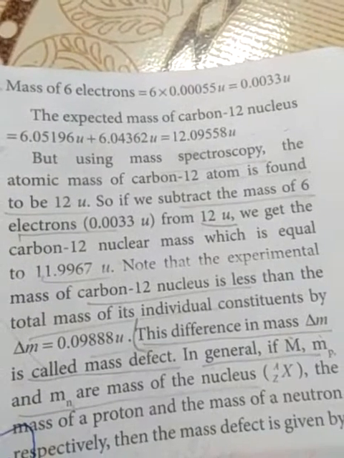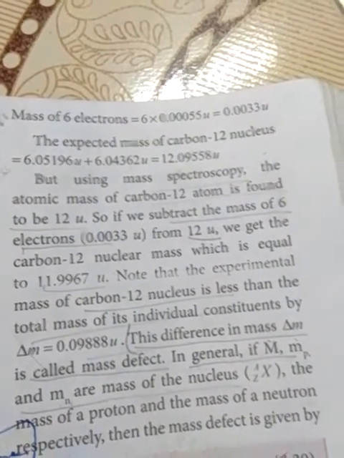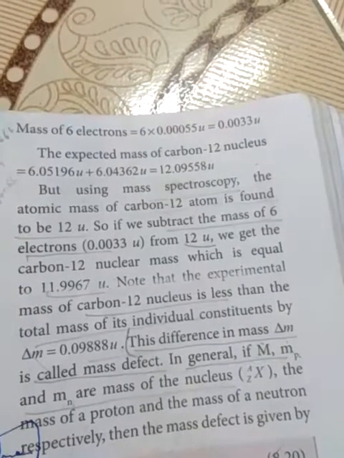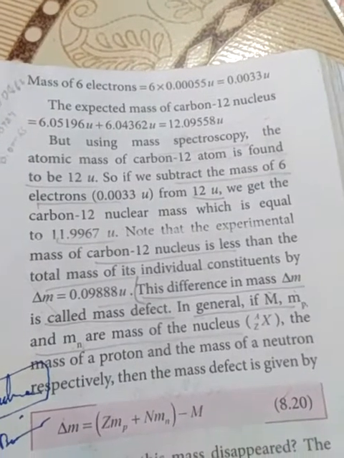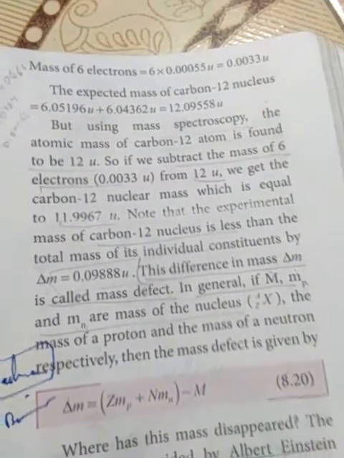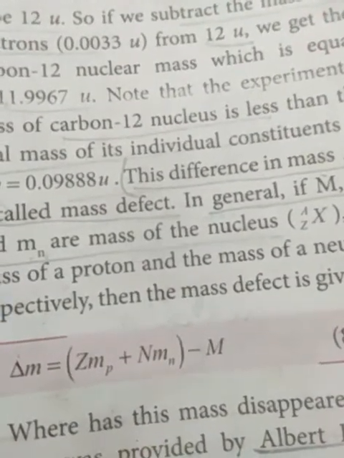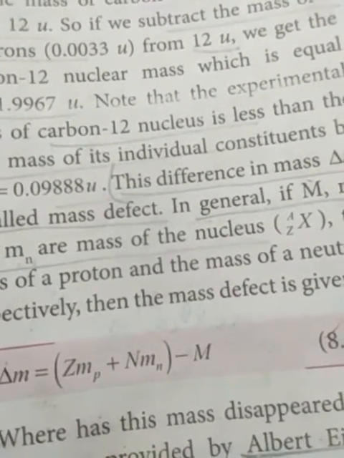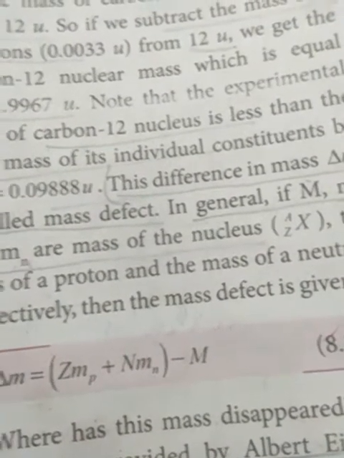In general, if capital M, small m p and m n are the mass of the nucleus, the mass of the proton and the mass of the neutron respectively, then the mass defect is given by del m equals Z m p plus N m n minus M. This is the formula you apply, where del m is the mass defect.